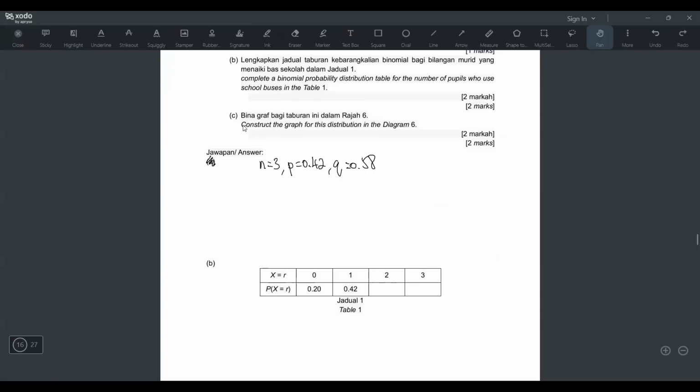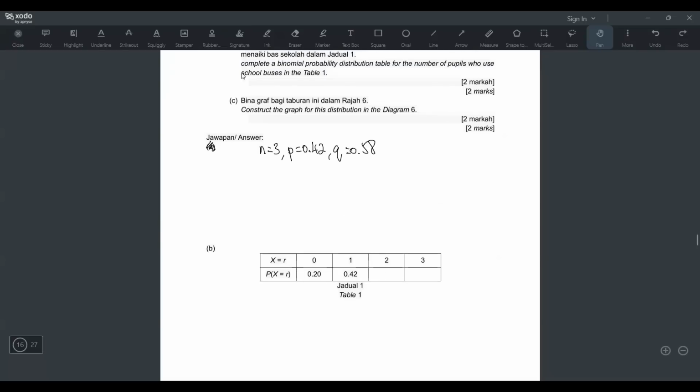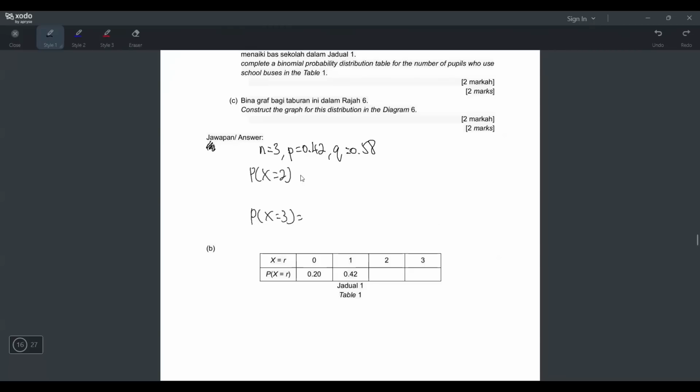They want you to complete this table. I think they want me to draw a graph. If you look at part C, they ask you to construct a graph. So I think I have to find out this probability. I have to find P(X = 2), and I have to find P(X = 3), and then write the answer here. Of course, we have to use the probability formula. What's the formula you learned? P(X = x) = nCx p^x q^(n-x). This is the formula that you learned in binomial distribution.